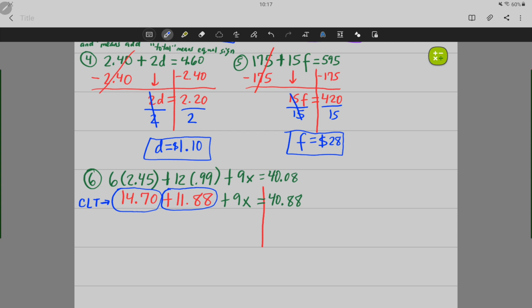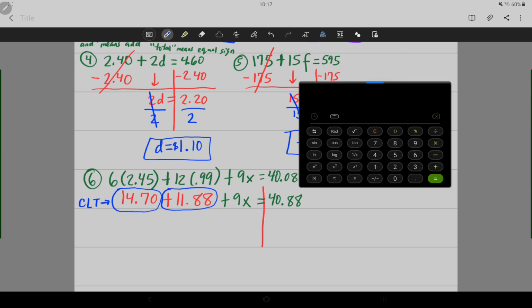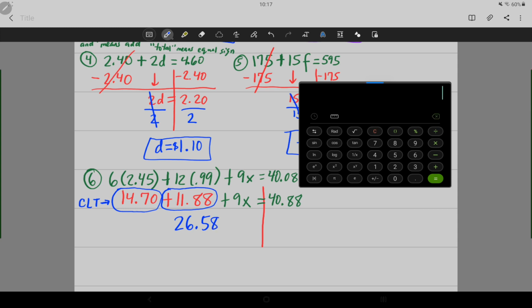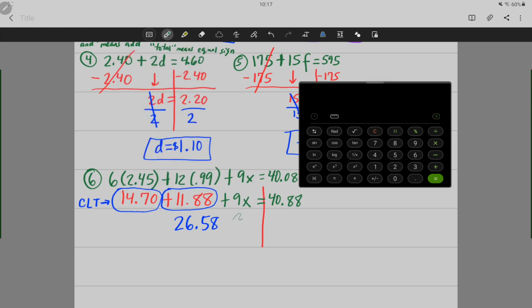In other words, do exactly what it says. It says 14.70 plus 11.88. So we type exactly that in. 14.70 plus 11.88. That's going to give us $26.58. And we're just going to bring down the 9x. We didn't use it yet. Bring down our equal sign and bring down our $40.88.